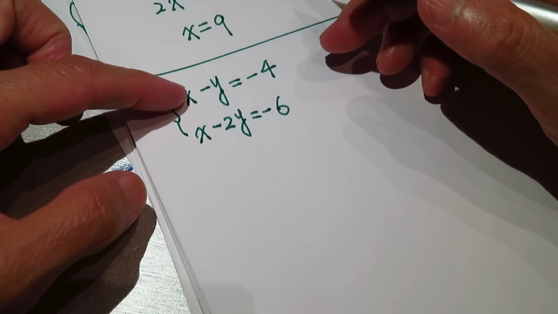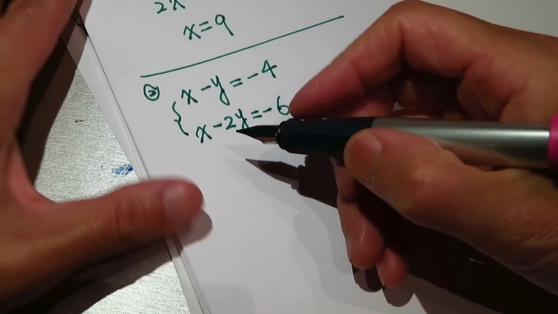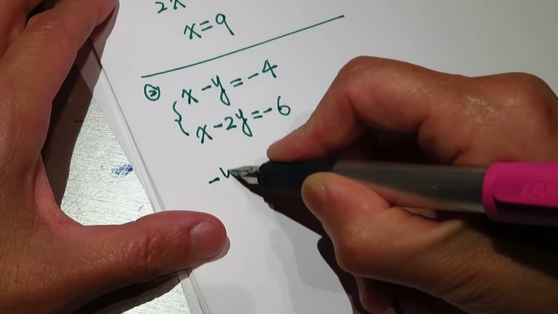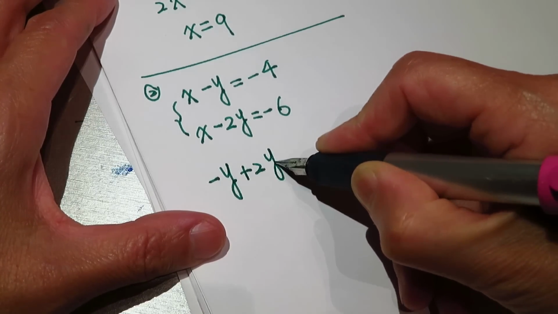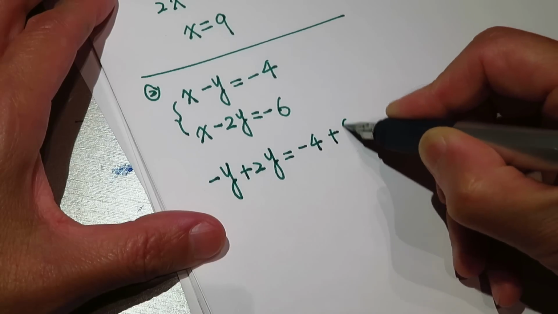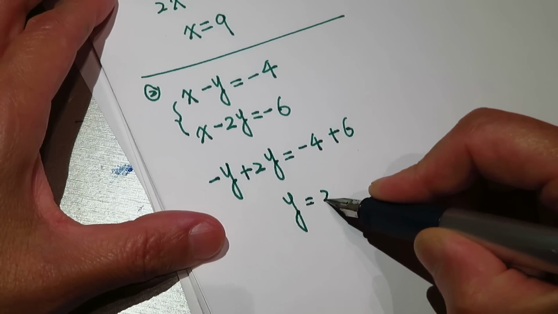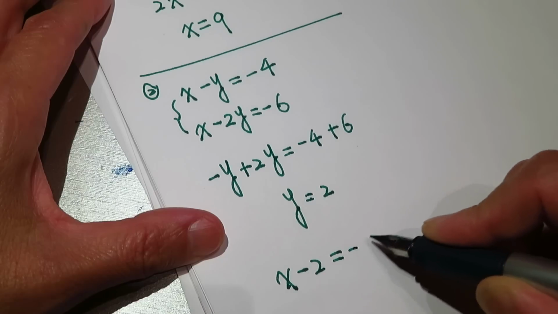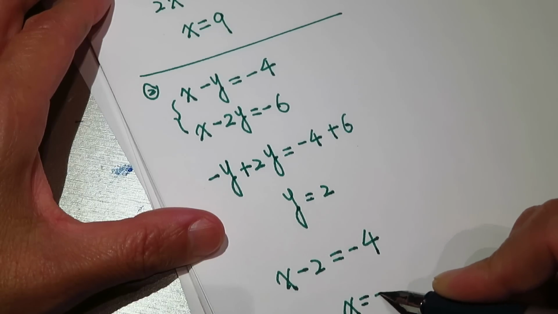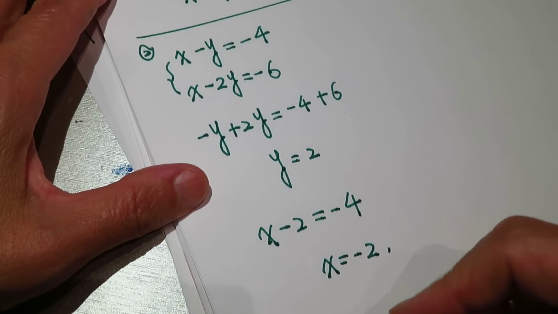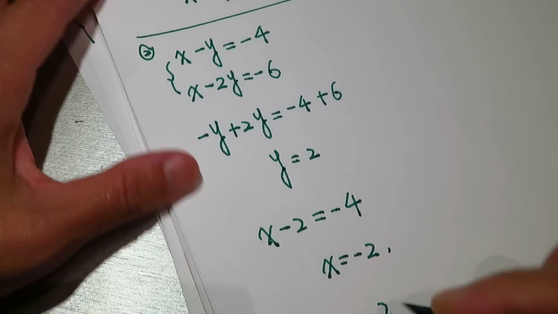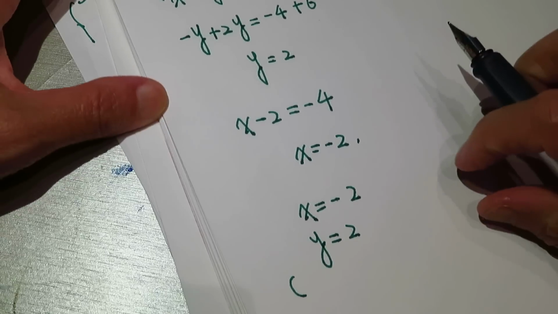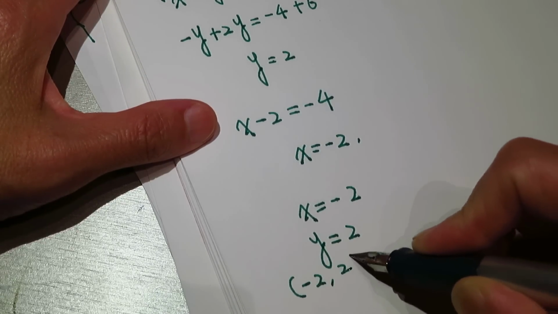So the first equation minus the second equation: x minus x is 0, negative y plus 2y equal negative 4 plus 6, y equal 2. Plug this one in. X minus 2 equal negative 4, x equal negative 2. So the answer is x equal negative 2 and y equal positive 2. The answer pair is negative 2, positive 2.